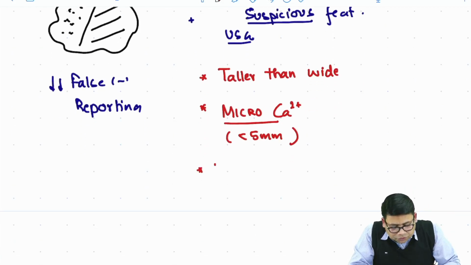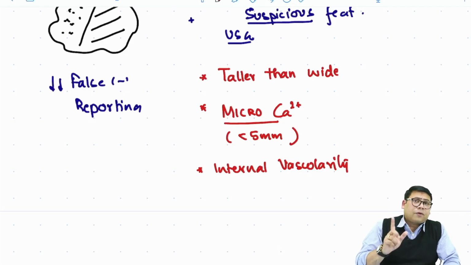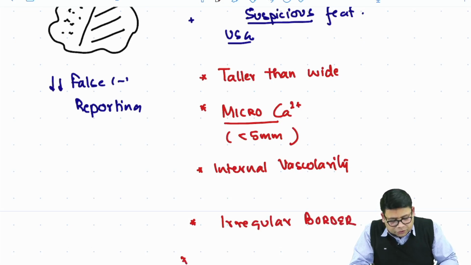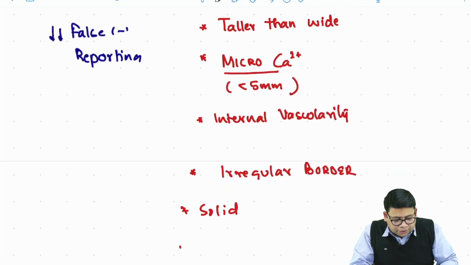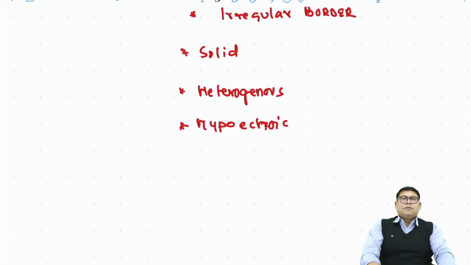The third is the presence of internal vascularity. So if there is internal vascularity, what else is important, students? Irregular borders and heterogeneous echostructure. So irregular borders, then solid or cystic, it is solid, and then it is heterogeneous and hypoechoic. So they are all the important things that you need to be aware of on the USG, because these are suggestive of malignancy.